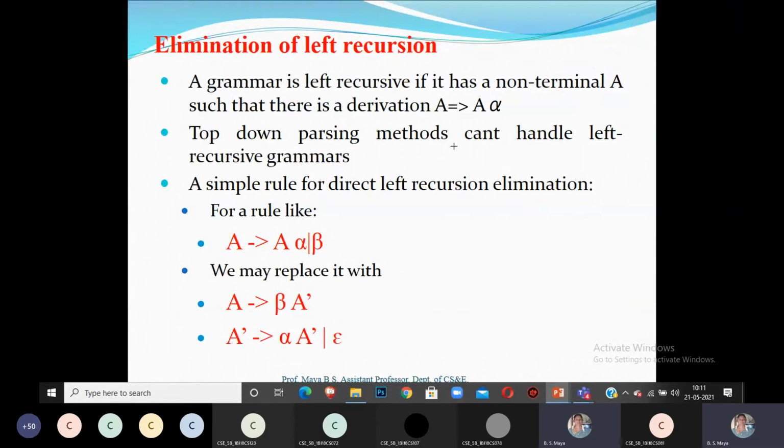If the grammar is left recursive, then it is not suitable for top-down parsing, so we have to eliminate it. Then what rule should be applied? Let me take the heading: elimination of left recursion.